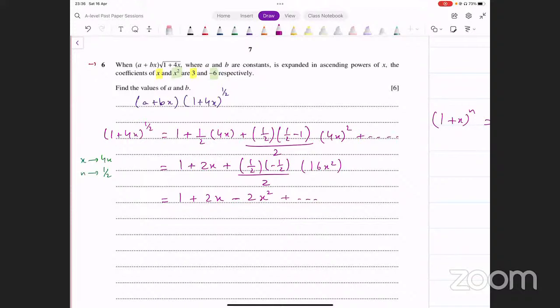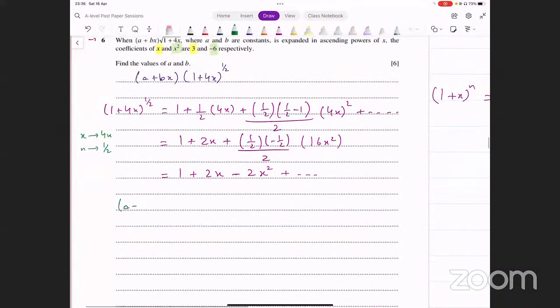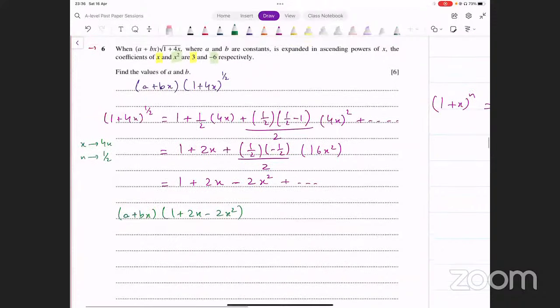ये याद है? Okay. So this is the third term that we're getting. ठीक है, हम x² तक expand कर लिया. Now let's multiply it with that original form जो हमने पहले expansion करनी थी. उस पे जाके input कर देते हैं. a plus bx into 1 plus 2x minus 2x². Now what are we interested in? We are interested in the coefficients of x and x².